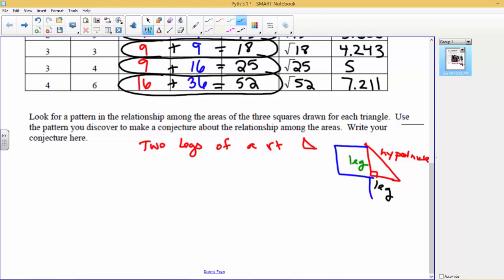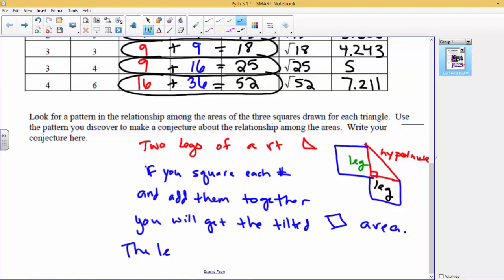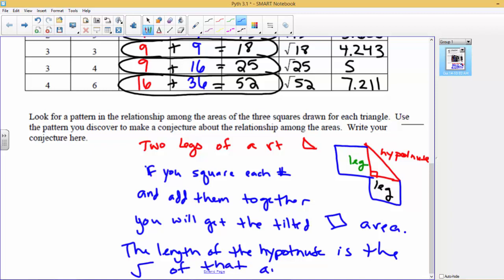So the two legs of a right triangle, if you square each number and add them together, you will get the tilted square's area. The length of the hypotenuse is the square root of that area.